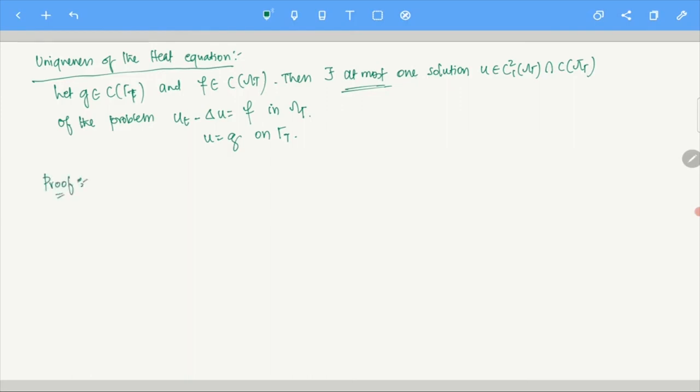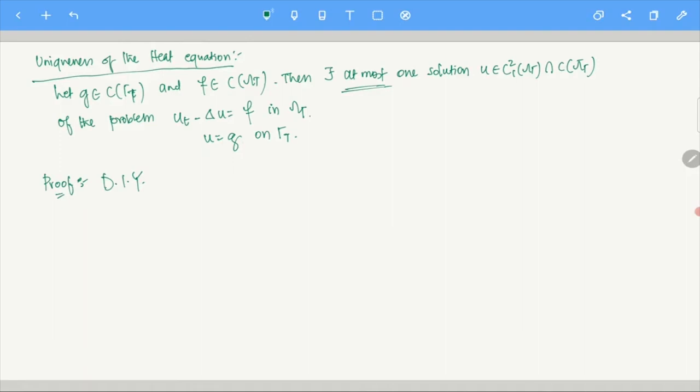Proof. I am not going to do it. You have to do it yourself. It's very easy, right? Take two solutions, u and v, and after that take the difference of those two. That difference will solve the heat equation. So the difference will be a homogeneous problem. It solves the homogeneous problem with zero boundary data, since the maximum and the minimum are attained on the boundary.